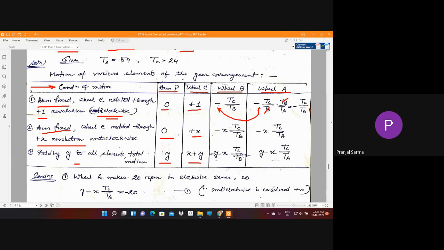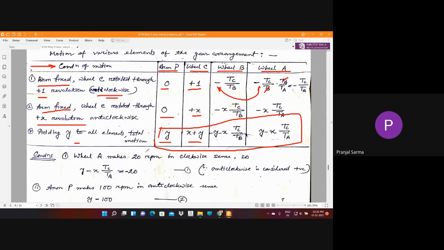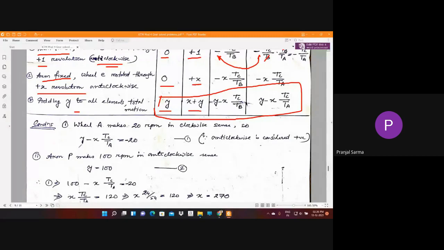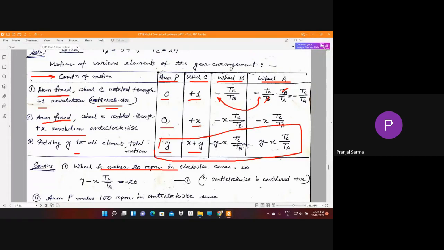So this is the tabular form where we have shown the motion of various elements. These are the final motions in terms of x, y, Tc, Tb, etc. Now, whatever conditions are given, we will equate these motions with them. What are the conditions given? It is said that wheel A is making 20 rpm in the clockwise sense. So this is for wheel A, and this value is equal to 20, but in the clockwise sense.